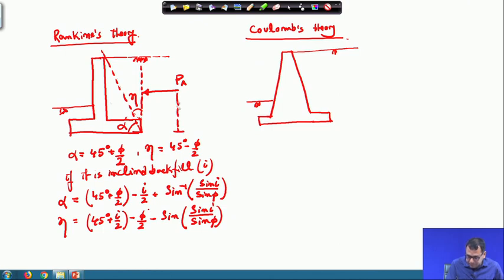wall, parallel to the backfill with a height of h by 3. But in case of Coulomb's, you have to apply here, okay, and with an angle delta. This is the normal. So, this is 90 degree. So, this is the first difference, that you have to apply this force here, and for the Coulomb's you have to apply on the wall surface, and it is on the soil surface.